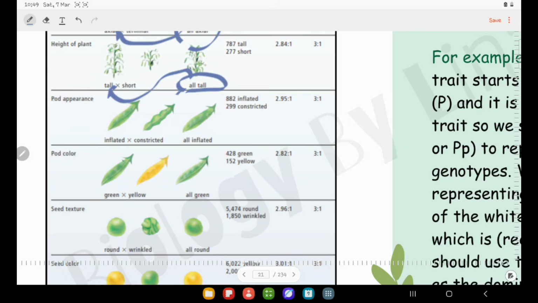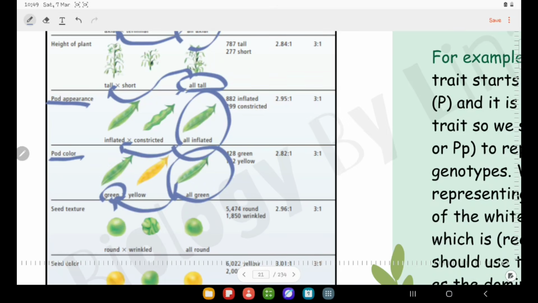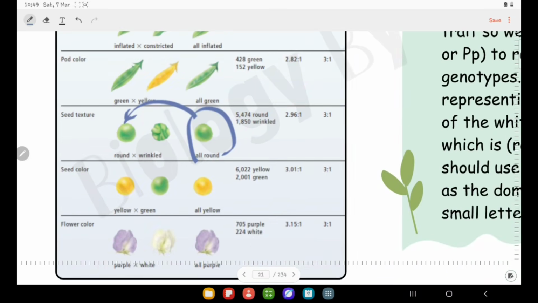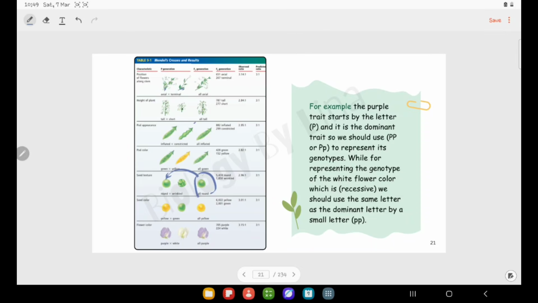And for the pod appearance in the F1, all of them will be inflated, which is also the dominant. For the color of the pod, we said the dominant is green, so all of them will be green in the F1 generation. And for the texture of the seed, we have round and wrinkled, and all of them will be round in the first generation. So for all these other characters or traits, he did the same, and the one that appears in F1 is the dominant trait, which appeared at a ratio of 100%, or we can say 1 to 0.